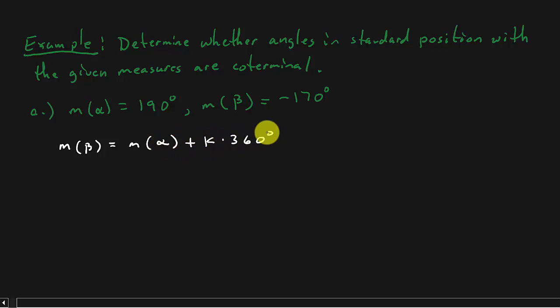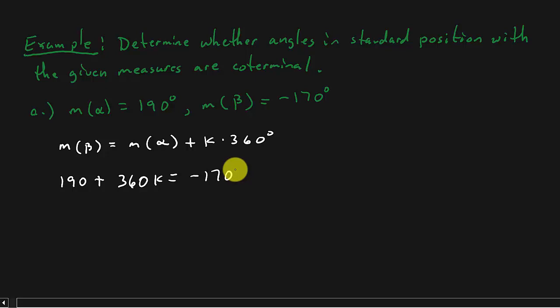That's what we're going to use. Okay? So let's plug everything in and see what you get. So the measure of alpha, that's 190 degrees. So I've got 190, and you don't have to put the degrees. 190 plus k times 360. So that's 360k equals negative 170.